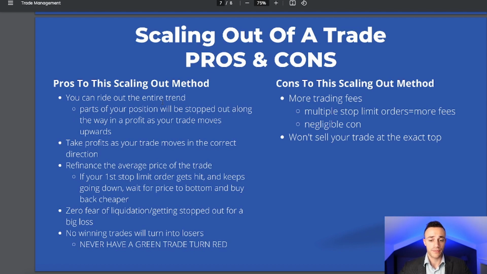So that's amazing. So the cons to the scaling out method: more trading fees again, because you're going to be placing multiple stop limit orders. It's a pretty negligible con. Your wins will cover all of the trading fees and much, much more.